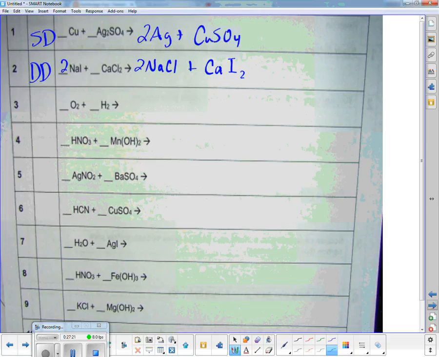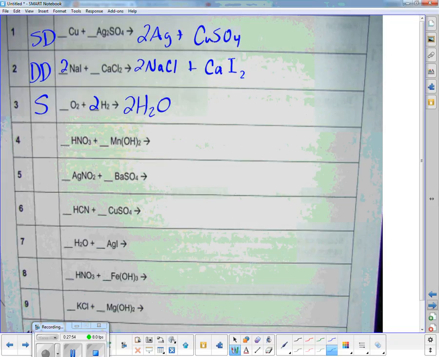Okay, next one down. O2 plus H2. No. Synthesis. Putting it together, guys. Synthesis. O2 and H2 are going to make H2O, water. Is it balanced? No, what do you need to do to balance it? I need to put 2 here, right? And 2 there.